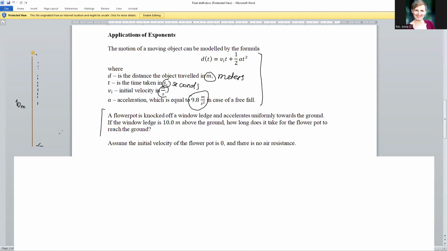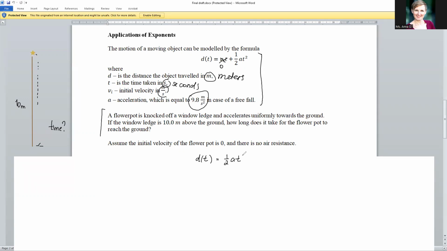Question is, how long does it take to fall to the ground? In other words, time. Time is a question mark. And you have to be using this formula. So in this formula, the initial velocity of the flower pot is 0, which means that instead of V initial, you'll put a 0. And then anything multiplied by 0 is 0, so this whole piece is gone. So the actual equation that you need to work with looks like this.